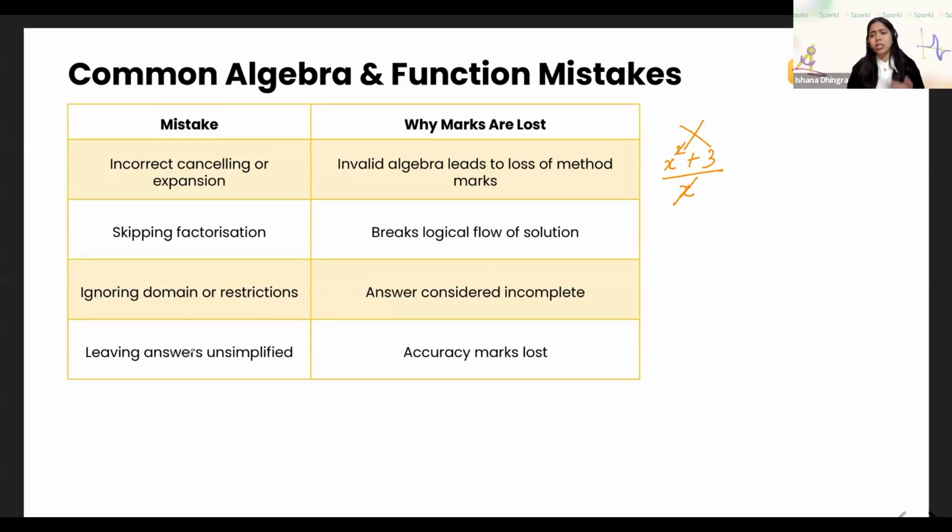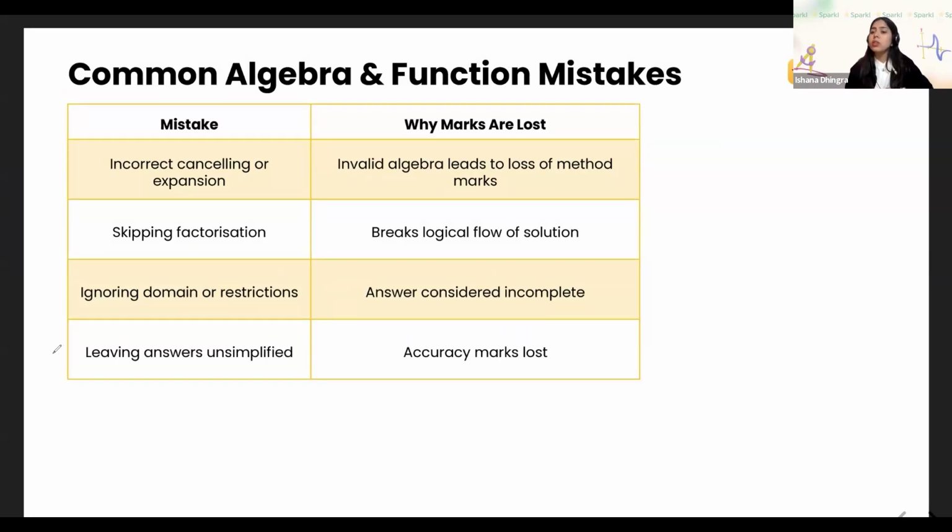Skipping factorization, that you don't factorize, you just write, okay, this is the equation, let's say x square minus 5x plus 6. And people think, okay, 6 and 1 is giving me the same, 2 and 3 is giving me the same. They just write down the answers. Do factorizations so that you are able to know what is the final correct answer.